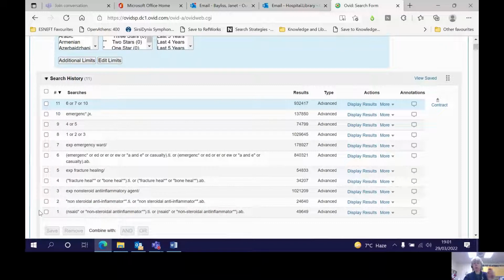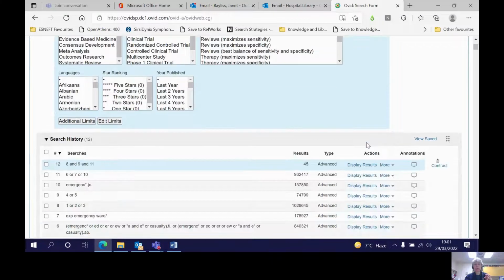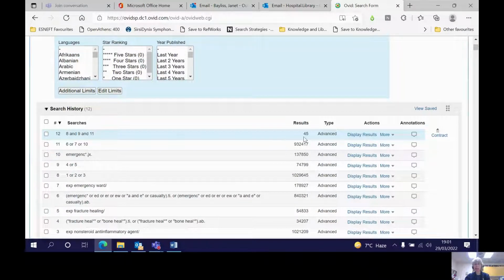Right. Now, I've got all together the variations on all of the different concepts, but I now need to do an AND search to bring them all together to retrieve the small number of results that's got everything in common. So I need results that combine the non-steroidal anti-inflammatories, the fracture healing, and the keyword emergency somewhere. So I'm going to do an AND search, and that's the exclusive one. And I've done that, and lo and behold, I've got precisely 45 results.